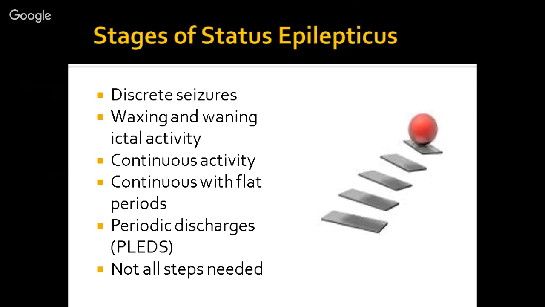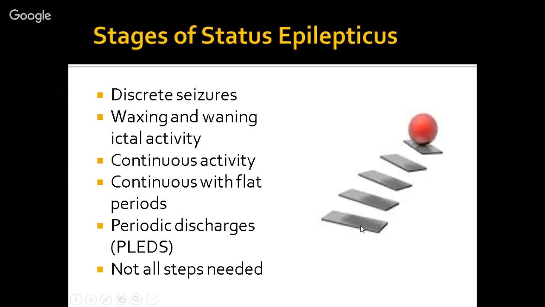Stages of status epilepticus. First, you start out with discrete seizures, presumably, and then you have waxing and waning ictal activity. It can build up to a level where you get continuous activity, and then if it persists, you start getting persistent activity or full-out status, with breaks in between, which is flattening, and then you can develop into PLEDs. PLEDs are periodic lateralized epileptiform discharges, so usually lateralizing, but not always. It can be bilateral.